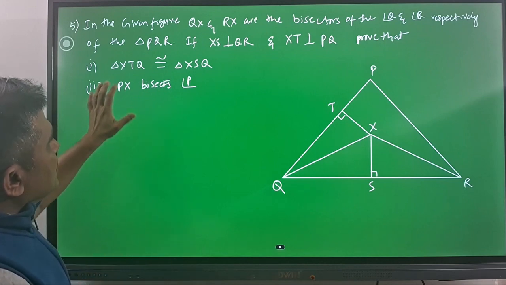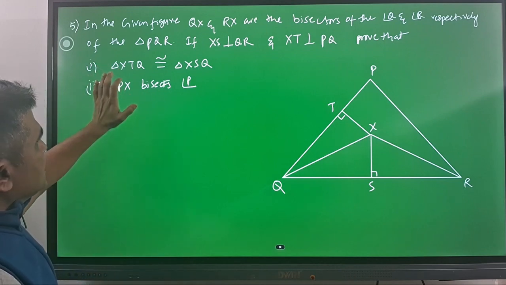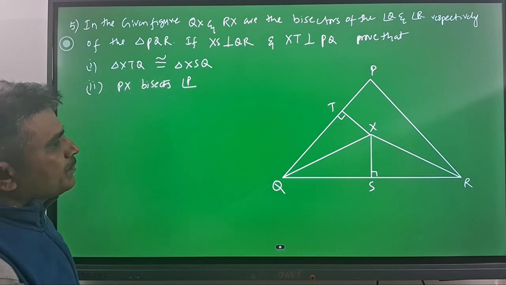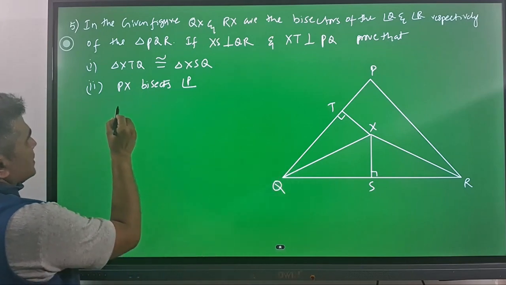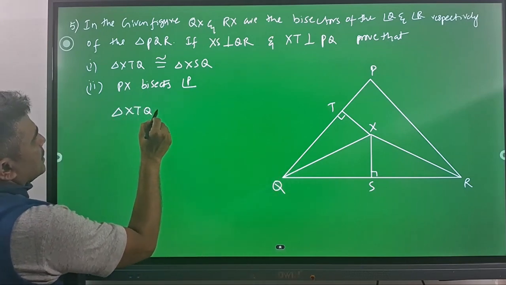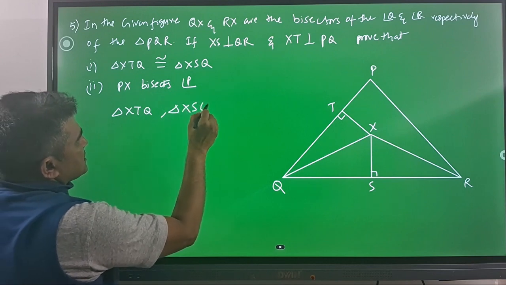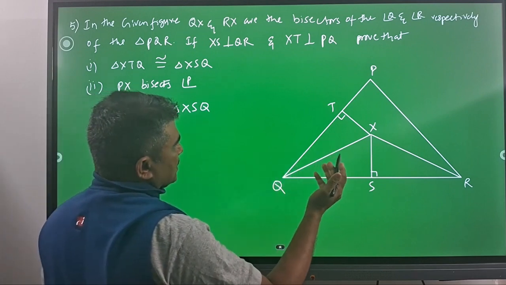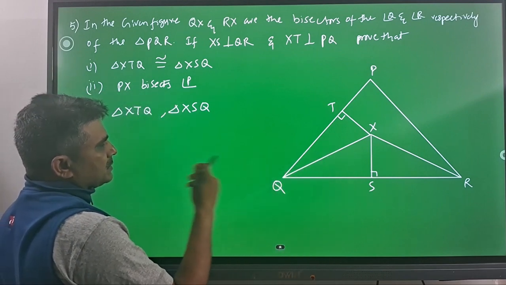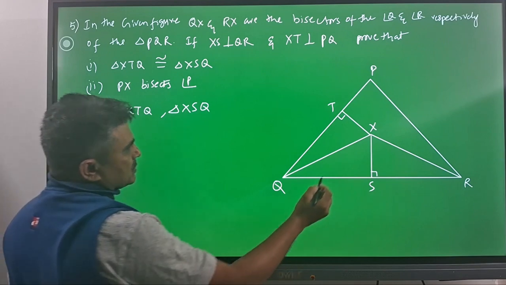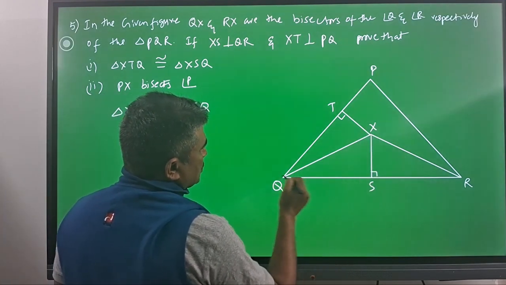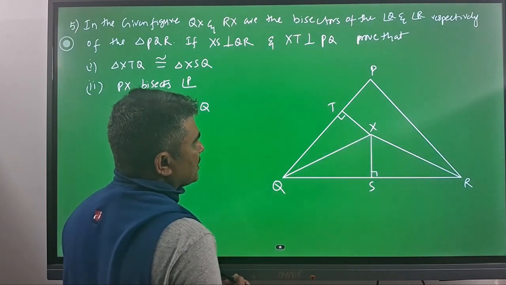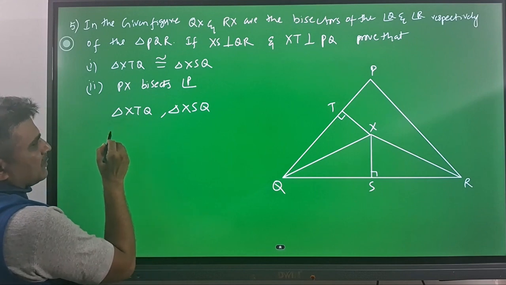So here, first of all, we will take the first condition, which is triangle XTQ should be congruent to triangle XSQ. So consider those two triangles, triangle XTQ and triangle XSQ. In congruency rules, if we equate some angles and sides, then our work will be done. So here XSQ is having 90 degrees as angle, and even XTQ also having 90 degrees as angle. So I am writing that one.